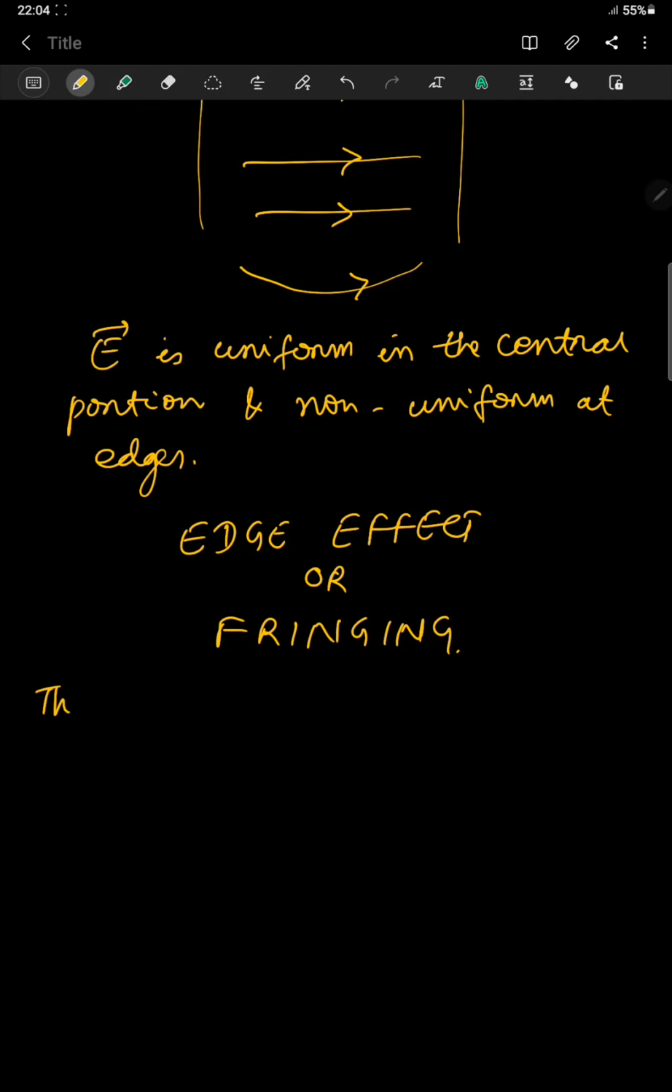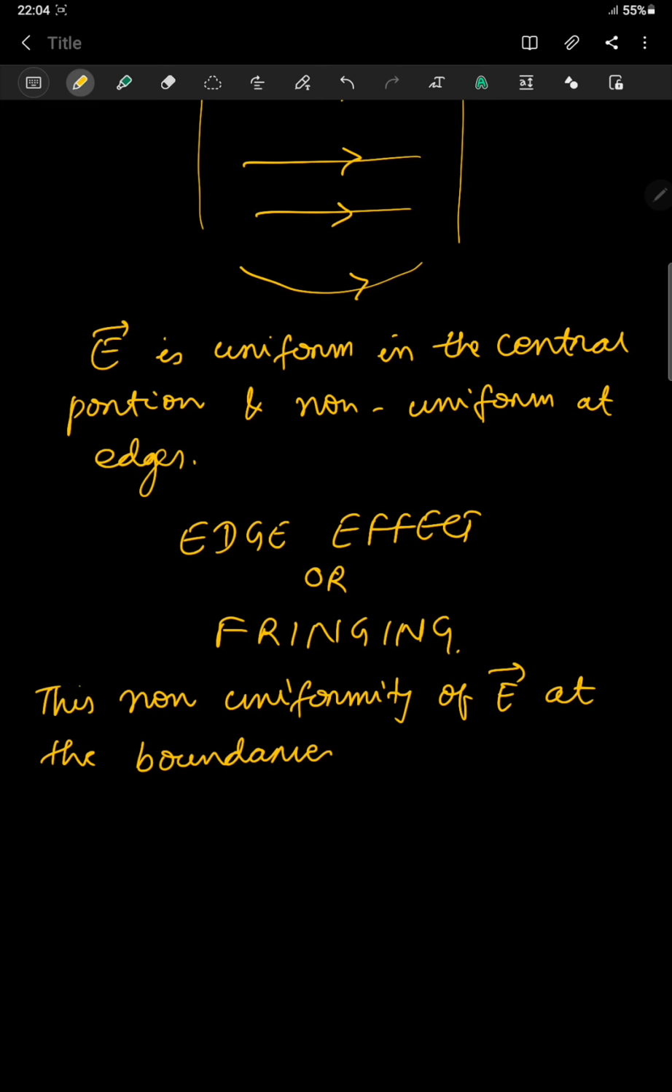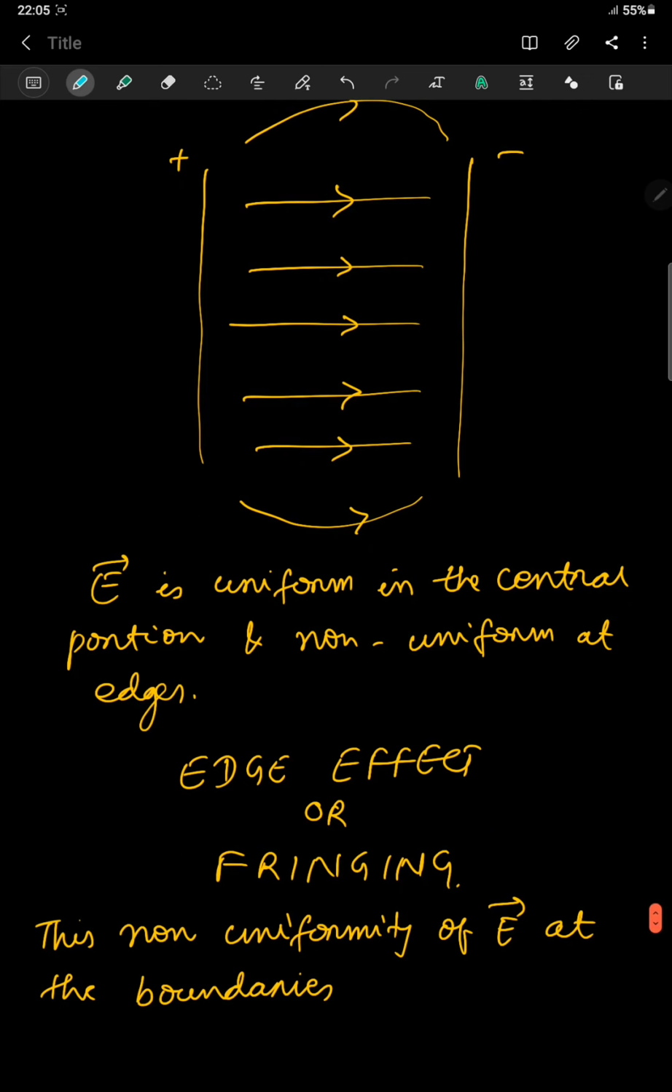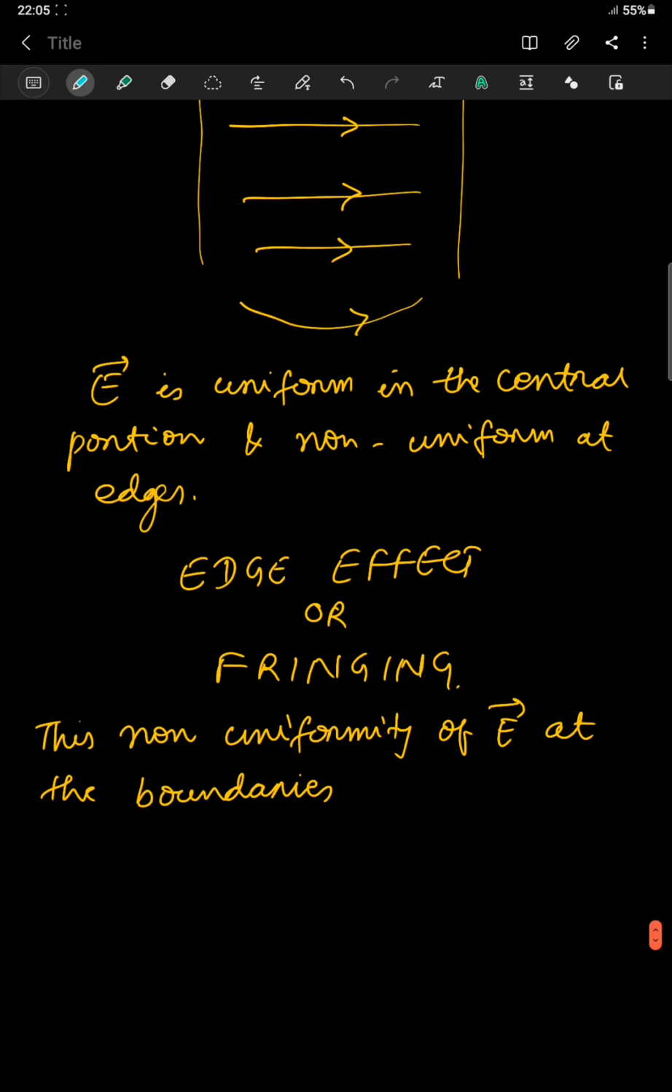Now this non-uniformity of electric field at the boundaries. So I would like to say one point here. What the students do, if the two plates are given, they will draw lines like this. This is not to be done, starting from here to here. Don't do like that. The yellow color ones are the correct ones. You have to draw it like this between the two parallel plate capacitors, the electric field lines.